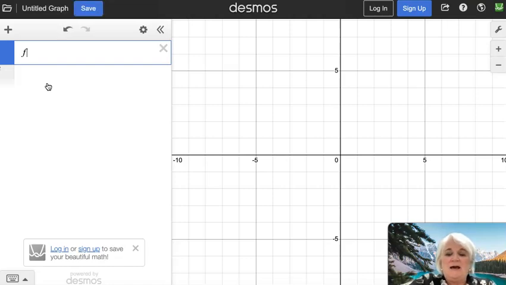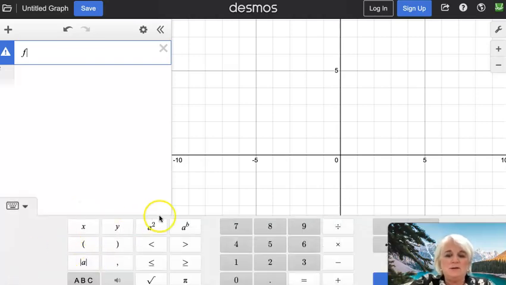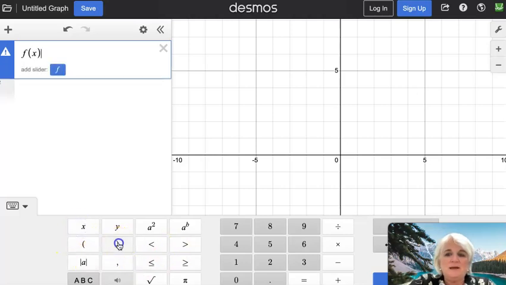So I'm pressing F on my keyboard, but then I'm going to use this keyboard because it has the square right here instead of pressing the caret and then a 2. And it has the less than or equal to sign, which I'm not going to use right now, but on my keyboard I have to press option and then less than, and most people don't know that. So I'm going to use the keyboard that's universal for all of us on here. So I need parenthesis and then x and close the parenthesis. So it's in function notation.